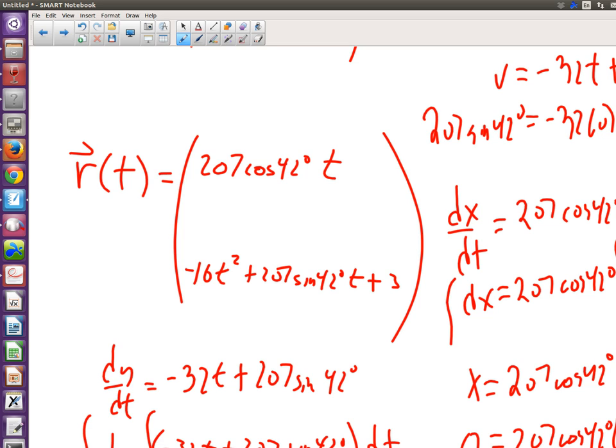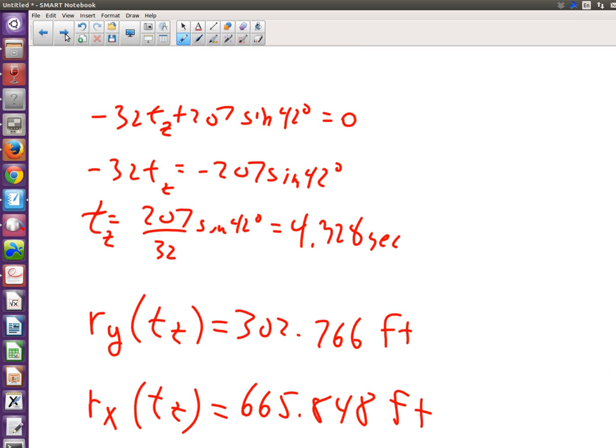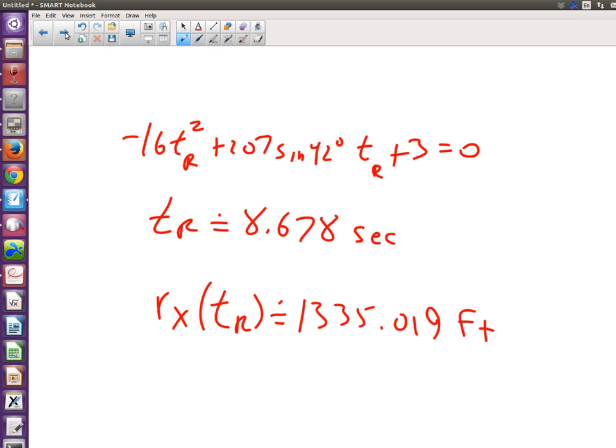Remember parametric mode? But I want to save a little time here. I'm just going to graph what I got. Don't I know what's going on already? I can graph this without a half. I know that this is the zenith, 302, 665. I know it starts at 0, 3, right? And I know it goes over to 1335. Okay, so just graph that.